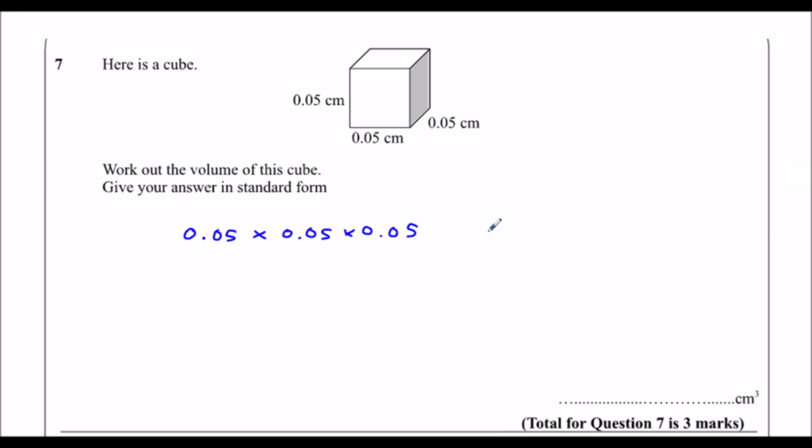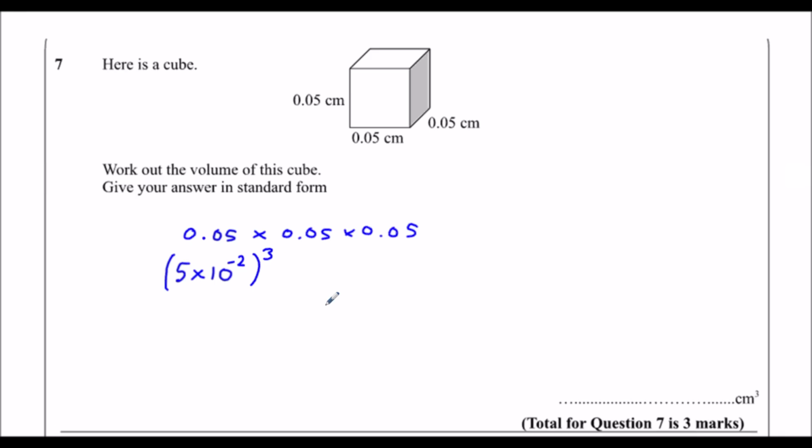We need to give our answer in standard form, so it might be easiest if we do our working in standard form as well. So 0.05 in standard form. So standard form is a number between 1 and 10, which will be our 5, and then times 10 to a power. So to get from 5 to 0.05, we'll divide by 10 twice. So it's 5 times 10 to the power of negative 2. And then it's this cubed. So 5 times 10 to the power of negative 2, cubed.